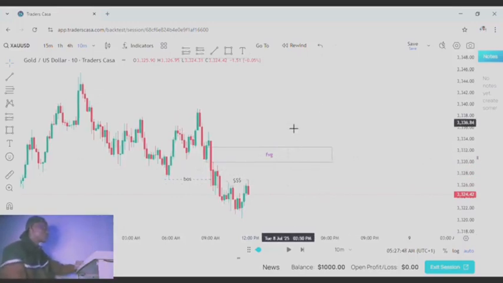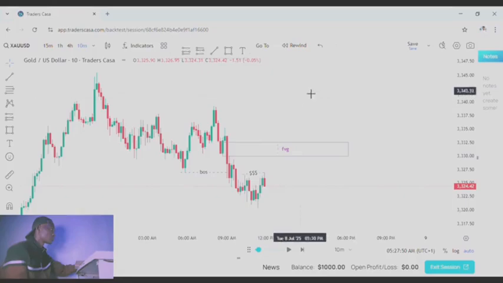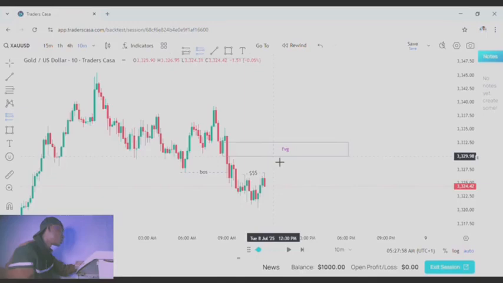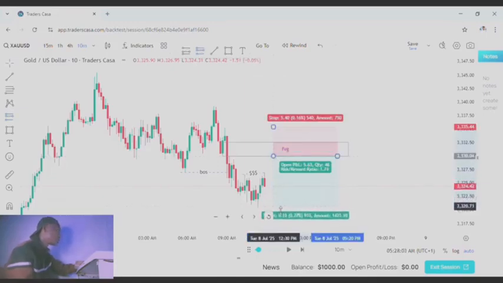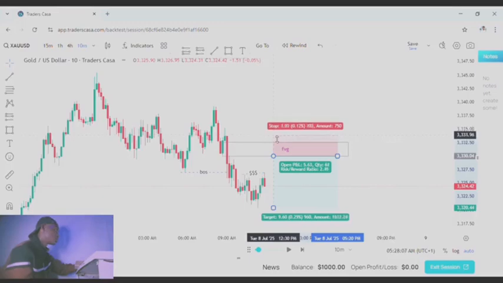So as you can see, what else do we need? Nothing. Just place your trade and let the market do it. So you go ahead and place your limit order right here at the FVG. Place your take profit at the high point, and your stop loss a little bit above the zone.